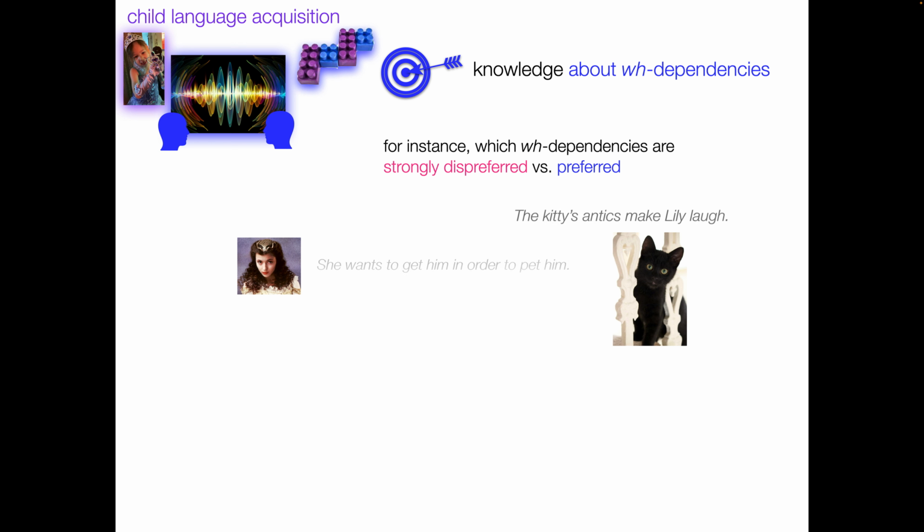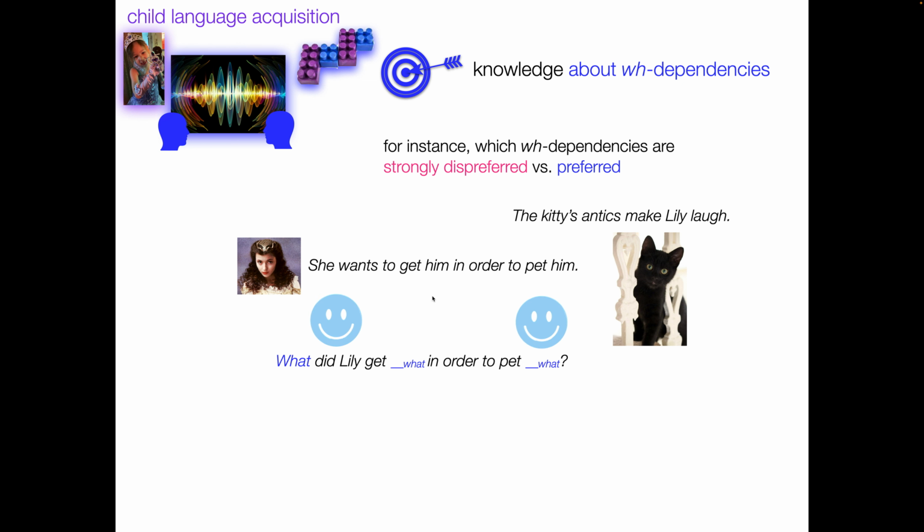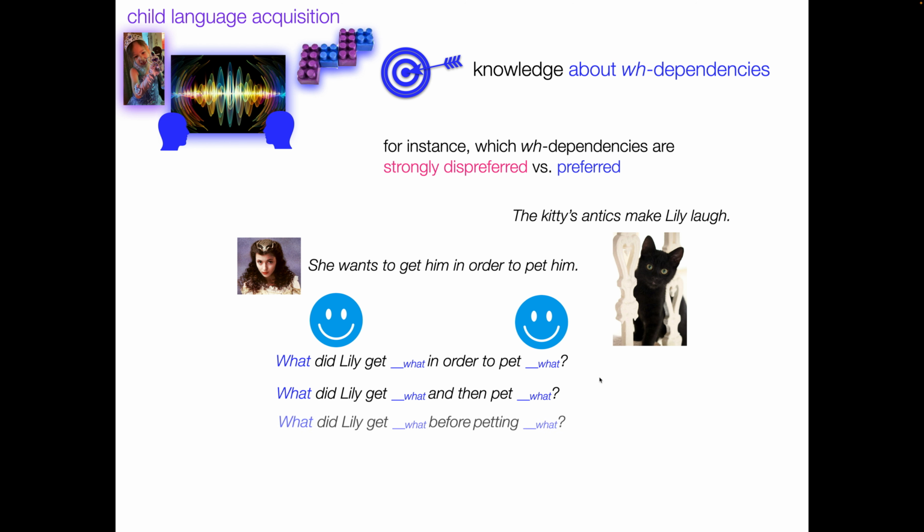Here's another example. We have our kitty over here. The kitty's antics make Lily laugh because he's really silly and cute, and she wants to get him in order to pet him. So here are some things we could ask, or we might be okay with asking. What did Lily get in order to pet the kitty? What did Lily get and then pet the kitty? What did Lily get before petting the kitty, right? So, lots of different sort of gaps, as it were, where the WH word what is understood, and great.